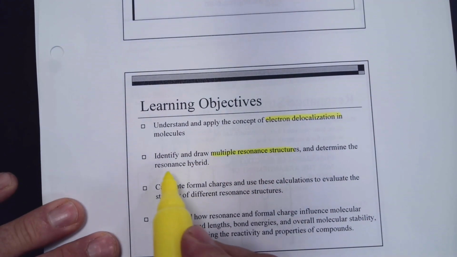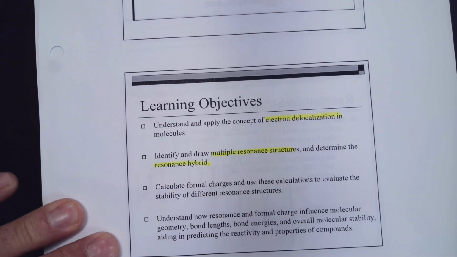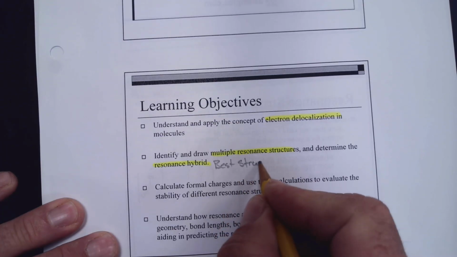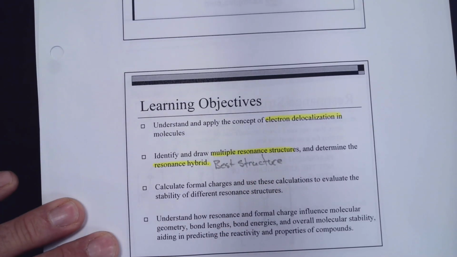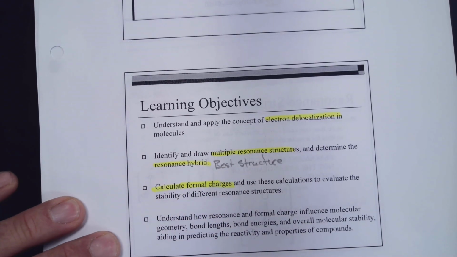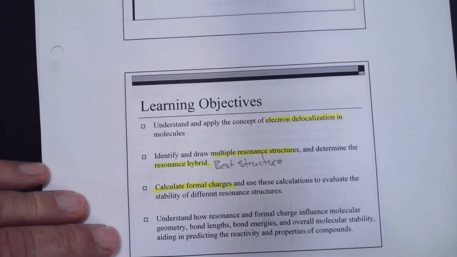And when they say determine the resonance hybrid, basically we're looking for the best structure. That's what that means. They want us to find the best structure. And we're going to use something called formal charges that we're going to use not only in this section, but also when we talk about the VSEPR model. And I'll have another video on that in just a moment.